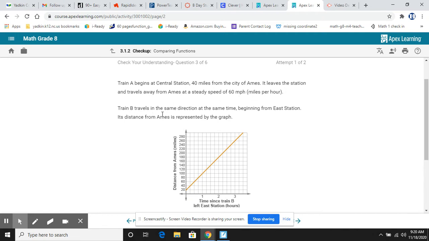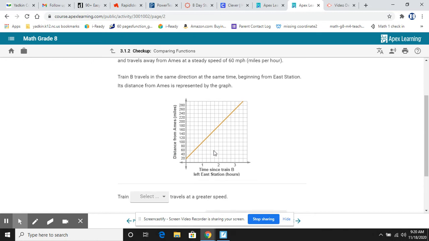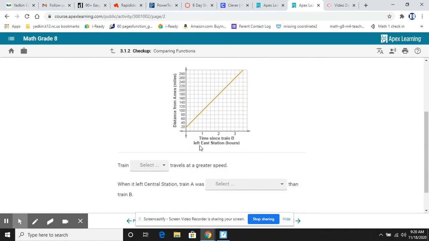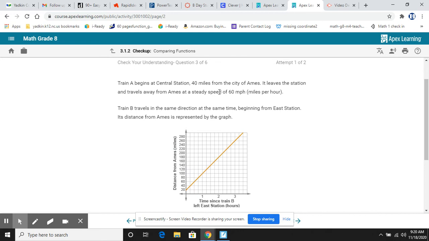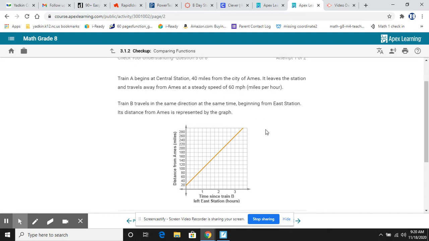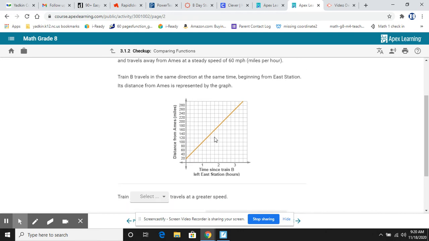Train B travels in the same direction at the same time, beginning from East Station. Its distance from Ames is represented by the graph. Okay, so let's look at what they're asking us. Which train travels at a greater speed? So we're talking about the slope here. Train A is 60 miles per hour. We need to find the slope for the graph here.